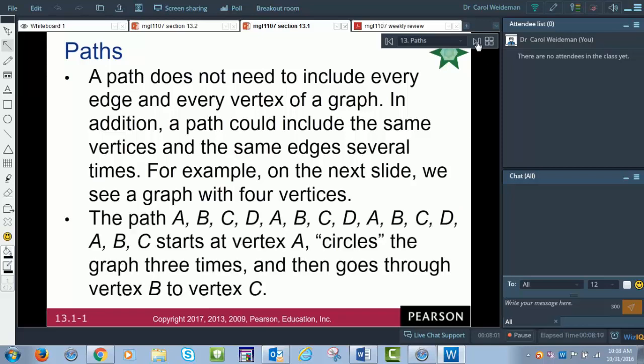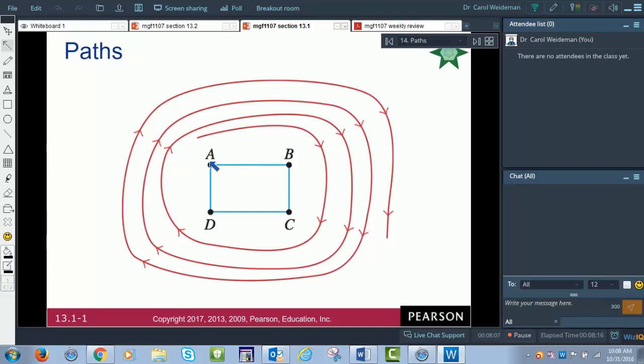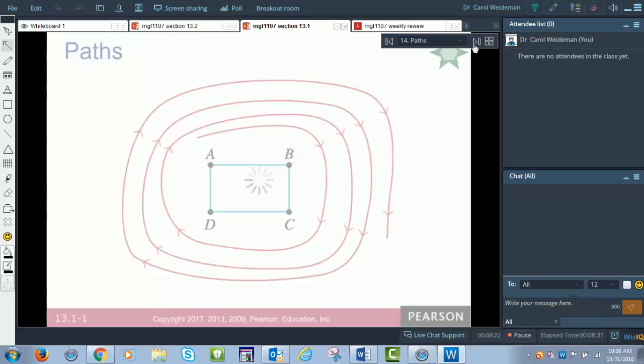So on the next graph, we see a graph with four vertices and we have lots of paths here. So let's take a look at it. Here, if we start with A, we can go to B, to C, to D. We can keep circling back around again. We could go A, D, C, B. We can only go along the path along edges. We can't go from A to C directly. We need to go through this edge and then this edge.